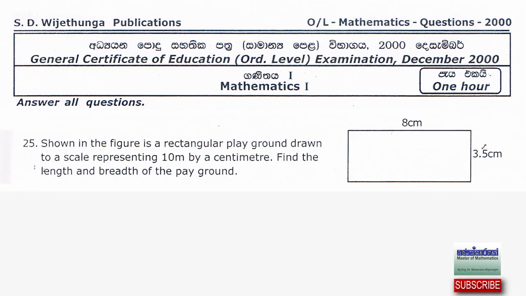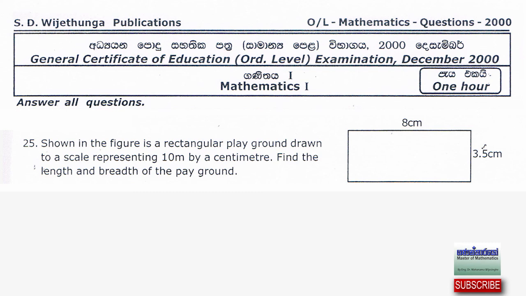Question number 25. Shown in the figure is a rectangular playground drawn to a scale representing 10 meter by a centimeter. That means if there is 1 centimeter, the actual length is 10 meter on the ground. Find the length and breadth of the playground.